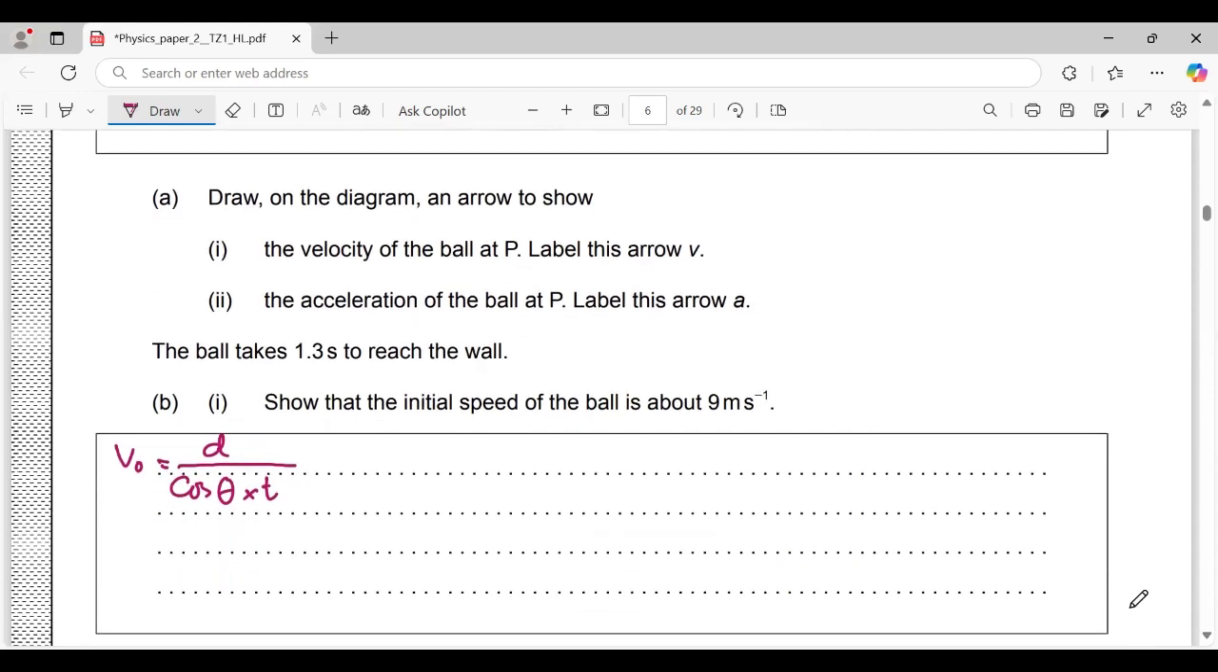So we can calculate the initial velocity. Initial speed is 8.0 over cosine 48 times 1.3. And the result is 9.2 meters per second.